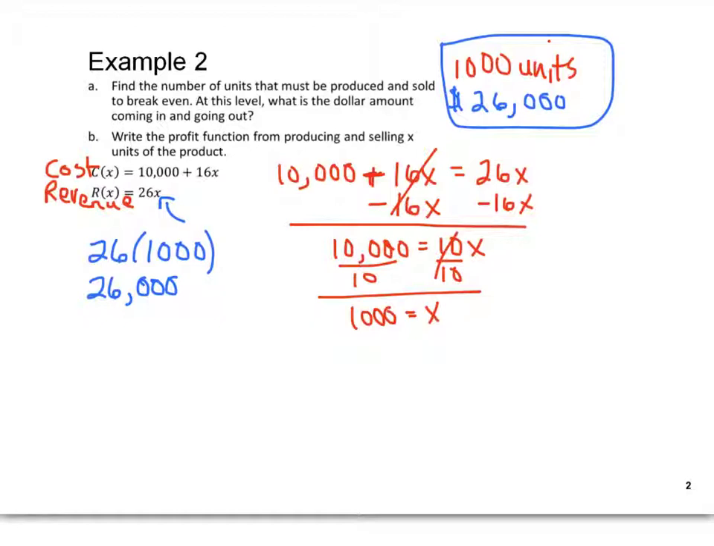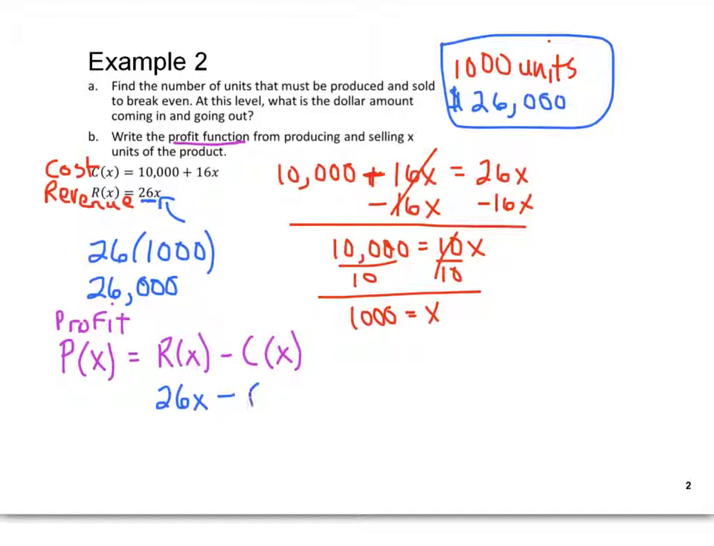Now on B, it says write the profit function from producing and selling x units of the product. And so we have this idea that P of x, which is our profit, equals R of x, which is our revenue, minus C of x, which is our cost. Revenue minus cost means that I need to plug in these functions from up above. Our revenue is the 26x minus our cost, which is 10,000 plus 16x.